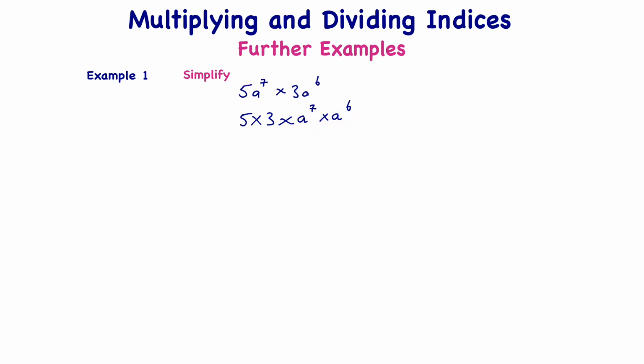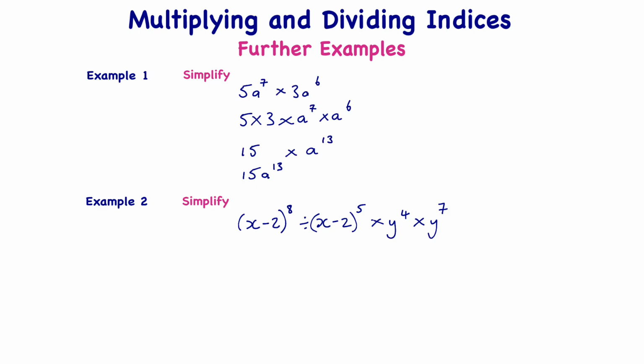Don't forget, in between the 5 and the a there's an invisible times, so all I'm doing is rewriting this multiplication. So when I do 5 times 3 and a to the power of 7 times a to the power of 6 separately, we get 15 and a to the power of 13. So the final answer is 15a to the power of 13. And let's look at another one.